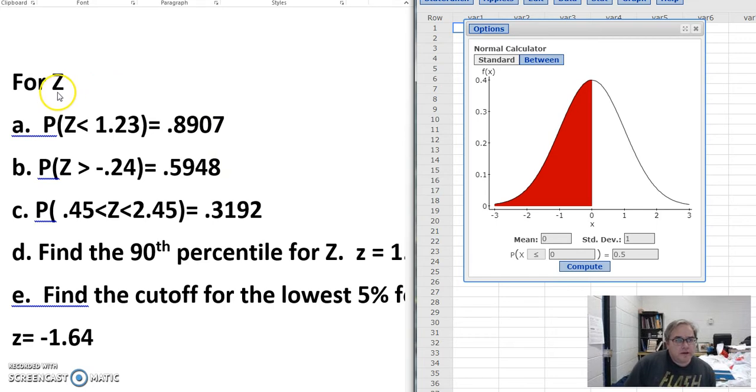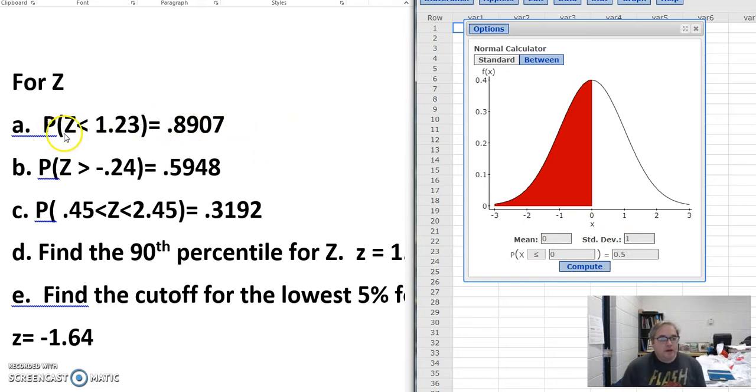So to start with, as soon as I say "for Z," I know it's a standard normal, and that means I have a mean of 0 and a standard deviation of 1. So when I open up my calculator in Stat, Calculators, Normal, I will put a 0 for the mean and a 1 for standard deviation. And then I go to the first one.